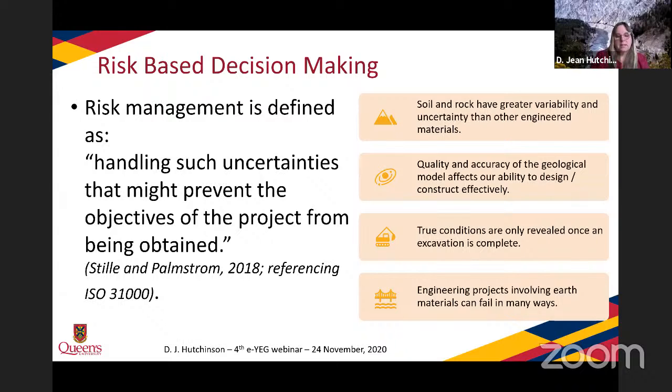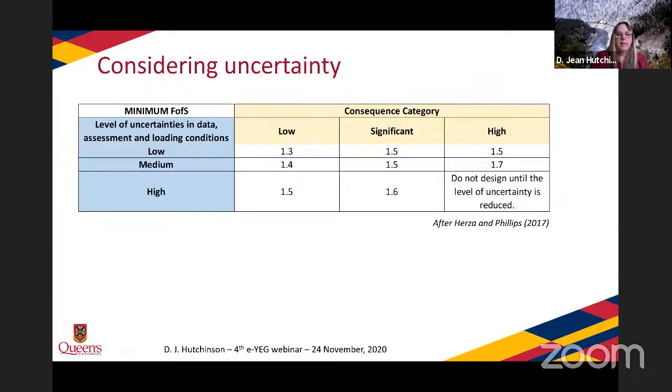The quality and accuracy of the geological model that we develop affects our ability to design and construct effectively. The true conditions that we're working with are actually only revealed once an excavation is complete. And engineering projects involving earth materials can fail in many ways, and there are many case histories of this, and also case histories where risk has been managed and handled so that failure doesn't occur.